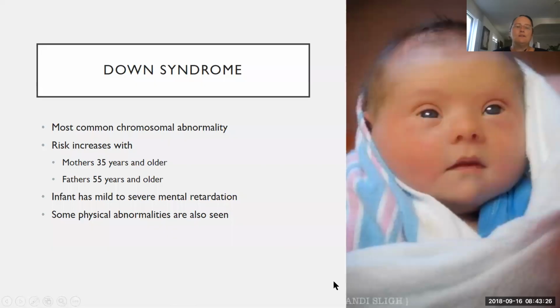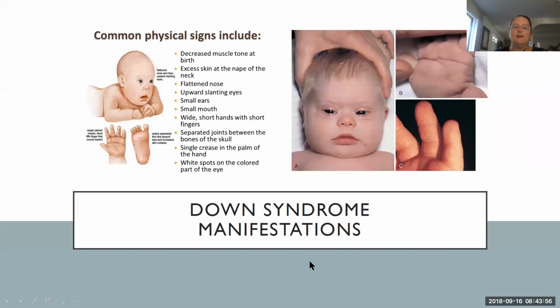The next disease process we're going to be talking about is Down syndrome. This is the most common chromosomal abnormality. We see higher risks in women that are older, when their eggs are older, 35 or more, and these risks significantly increase after the age of 40, and also in fathers after the age of 55. There are mental deficits, sometimes severe, sometimes mild. And there are some physical characteristics of these babies. And here are some pictures of that.